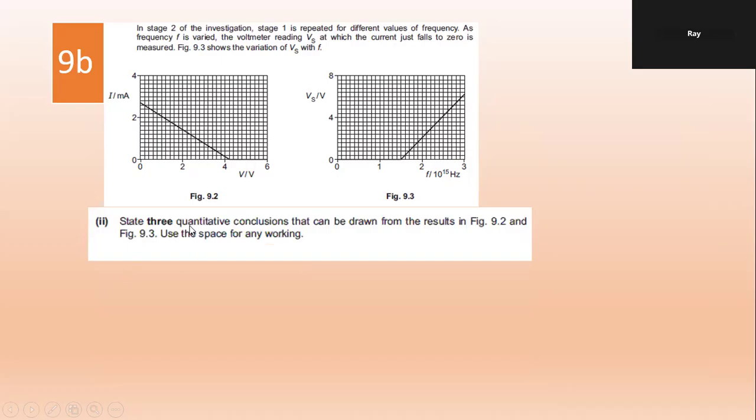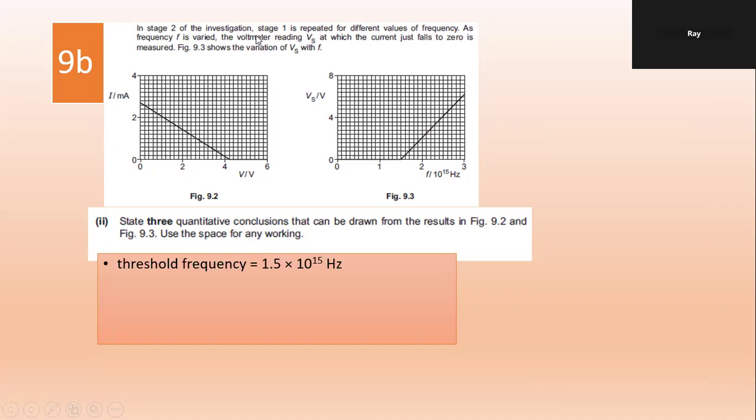State a quantitative conclusion that can be drawn from the results in figure 9.2 and 9.3. Use the space for your working. Right, that one. f naught, look. Just show frequency. Right, the more obvious one. No need to go and do complicated ones. They give a lot of. It's not a fair question, because this one is not mentioned in the syllabus, but they are trying to push it through. That's why I say A2 is more challenging now.